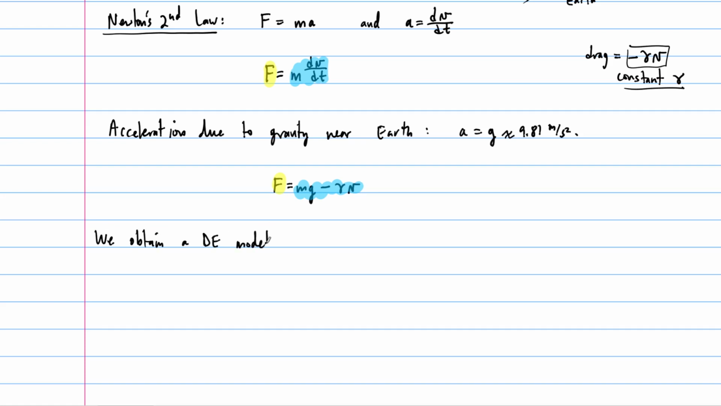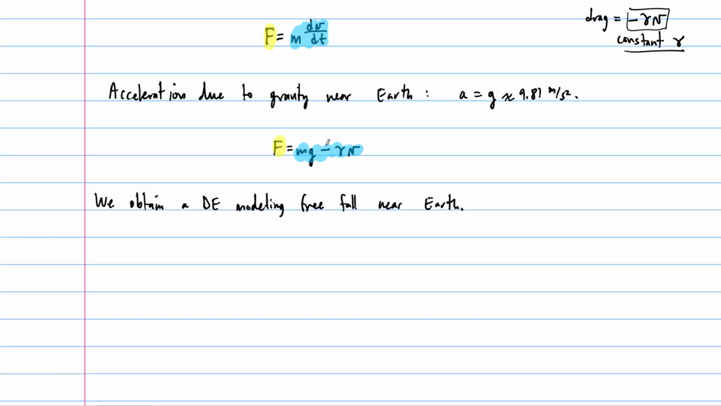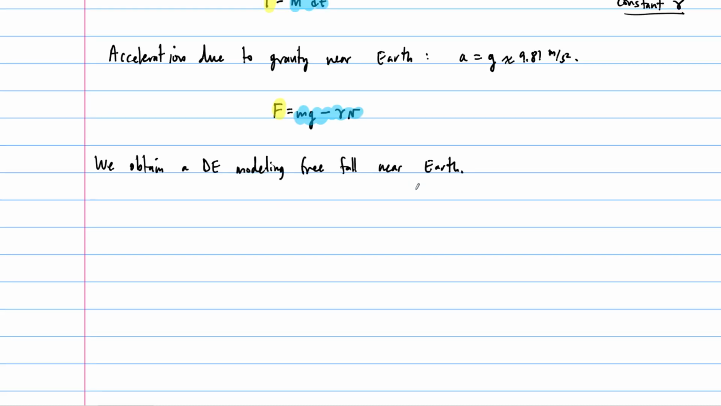So this differential equation models free fall. Free fall near Earth, or really close to Earth, right? Because we use G, and then we talked about the Earth's atmosphere. And what we get then is that m times dv/dt is equal to m times g minus gamma times v. All right, and of course at this point we can divide through by m to make this a nice first order differential equation for v.